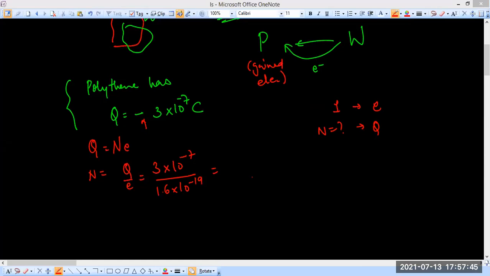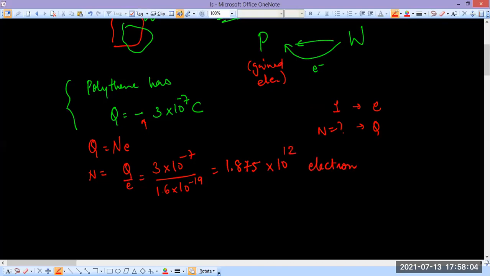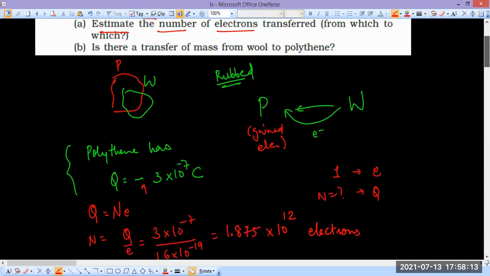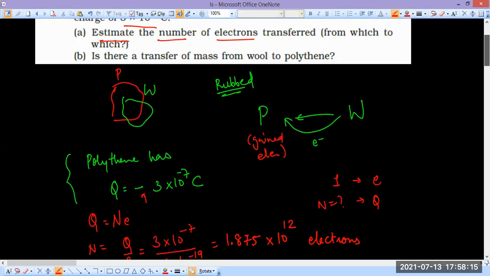I hope you are sitting with a calculator. Yes, 1.875. Everyone, don't be lazy. 1.875 into 10 raised to 12. These many electrons have been transferred. Easy question. This is typical MCQ content. They will ask you how many electrons were transferred.